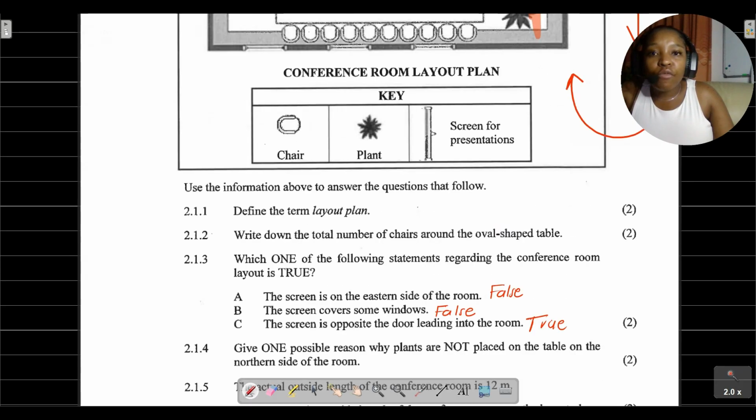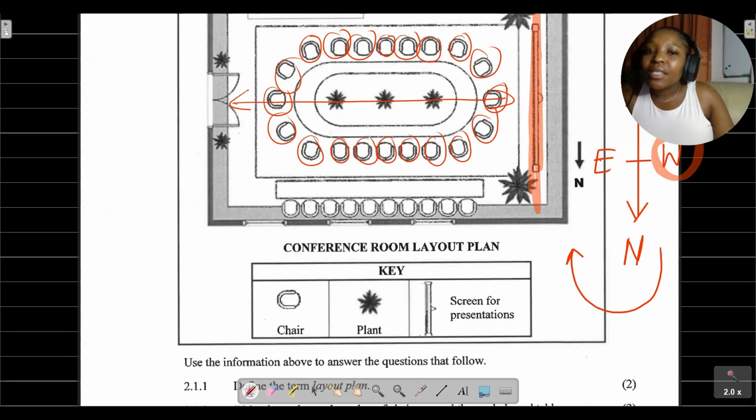Question 2.1.4, give one possible reason why plants are not placed on the table on the northern side of the room. Why are plants not placed on the table on the northern side of the room? So where's the northern side of the room? We can see that the northern side of the room is this side, okay, because this is where our north is. So the northern side of the room is anything that's on that side. So why have they not put any plants on top of this table? Why didn't they do that?